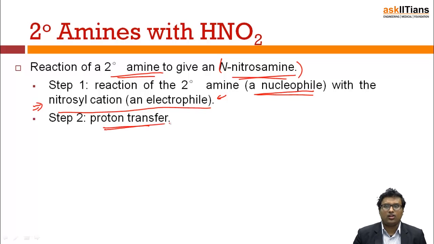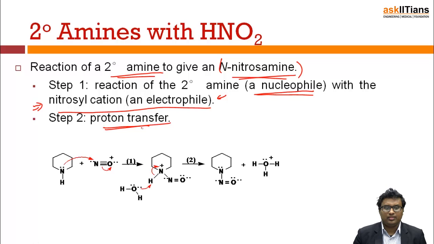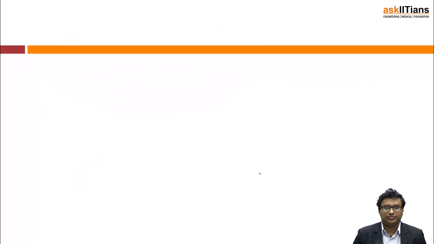Step 2 is the proton transfer. The proton gets transferred. For example, we can see here you have a 2 degree amine. That 2 degree amine reacts with the nitrosyl cation. The nitrosyl cation gets attached here, and after that proton transfer takes place. After proton transfer, you will get this kind of structure. You can see that hydrogen is donated in the form of a proton, and this structure is formed as a result of proton transfer.